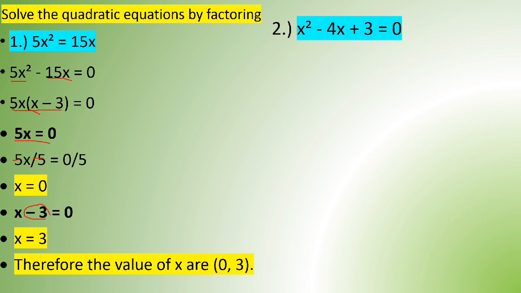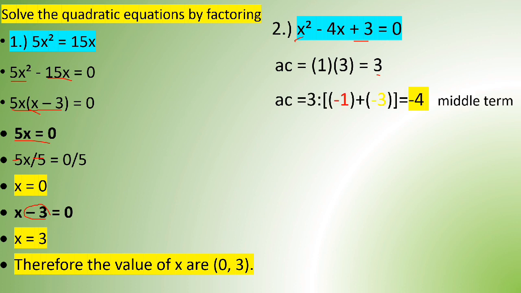x squared minus 4x plus 3. So, ito i-apply natin yung last kind of factoring. So, kukunin natin ang value ni a and c. Ang a natin ay 1. Ang c natin ay positive 3. 1 times 3 is 3. Okay. Next. So, a times c is equal to 3.